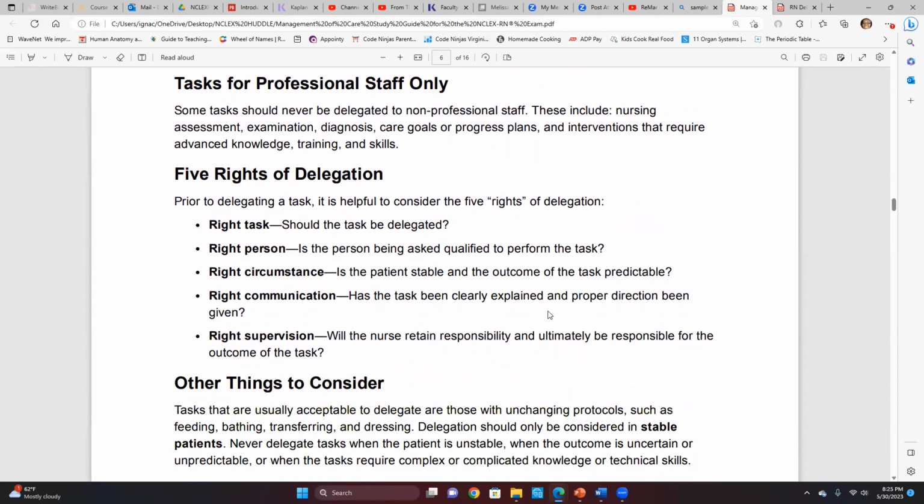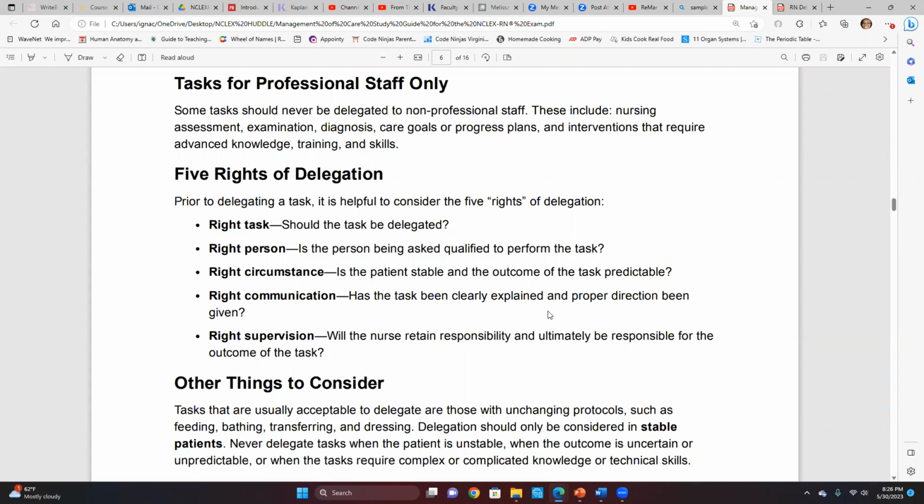Should this task be delegated? And again, if you see an NCLEX question and the patient is unstable, this is a scenario where the patient is just recently post-op, they cannot be delegated care, right? For 24 hours, an unstable patient out of surgery, the RN has to take care of the patient.